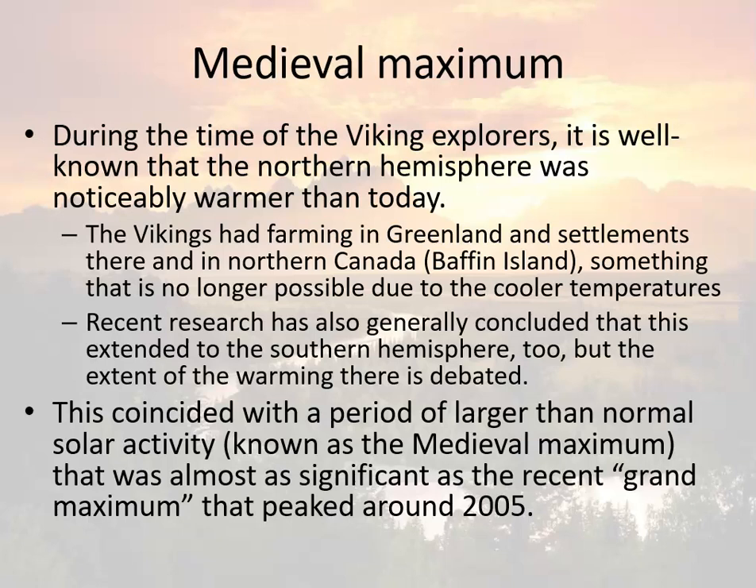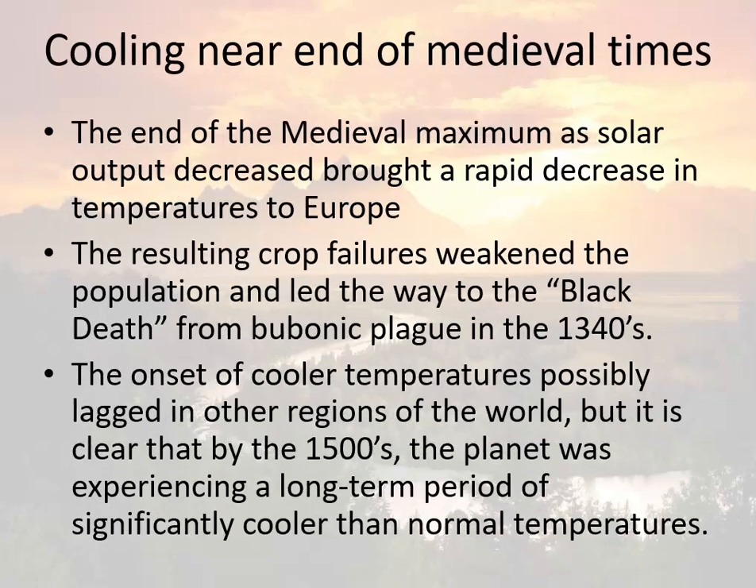But the medieval maximum was a period in which particularly the northern hemisphere of the world, and possibly the entire world, was about as warm as it is today. In fact, certain parts of the northern hemisphere were even warmer than they are today. Eventually, though, this would come to an end, and it would come to an end at a relatively rapid pace. So this ended up going into a period of declining solar activity, and the world temperatures cooled.